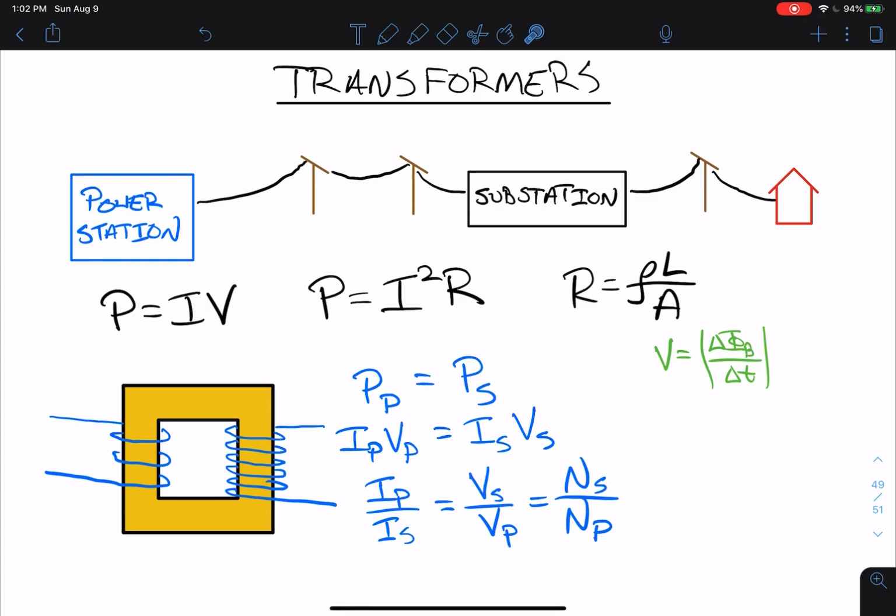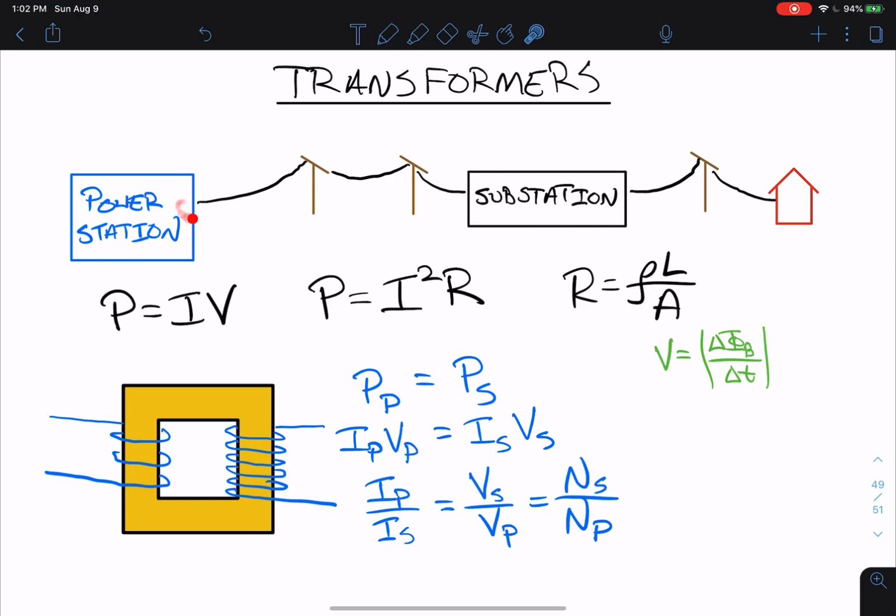And at the same time, since this ratio is greater than 1, this one has to be greater than 1. That means the current in the primary must be higher than the current in the secondary. So that means that going from the primary to the secondary in a step-up transformer, we're increasing the voltage and decreasing the current. We can get exactly what we need. We need a high voltage and a low current via the transformer. And so that's what happens.